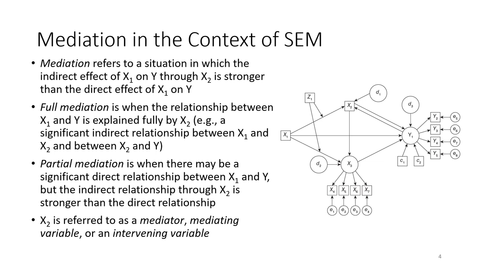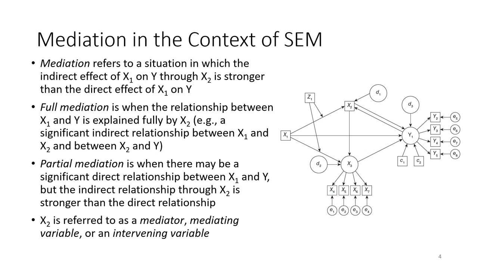There are two different types of mediation that we can analyze in this context. The first is what we call a full mediation. A full mediation is when the relationship between X1 and Y is explained fully by X2, the mediating variable, where X2 is the subject of an indirect relationship between X1 and Y. So in a full mediation, you will find a non-significant direct relationship between X1 and Y, but a significant relationship through X2 between X1 and Y. So X1 is significantly associated with X2, which in turn is significantly associated with Y. That's a full mediation: there's no direct effect, but there is a significant indirect effect.